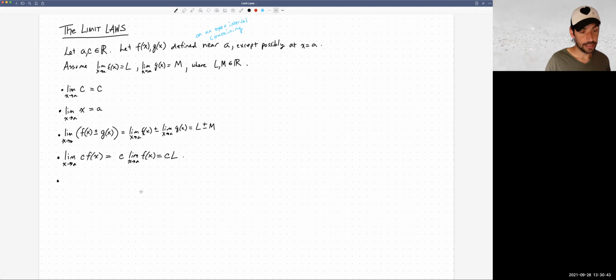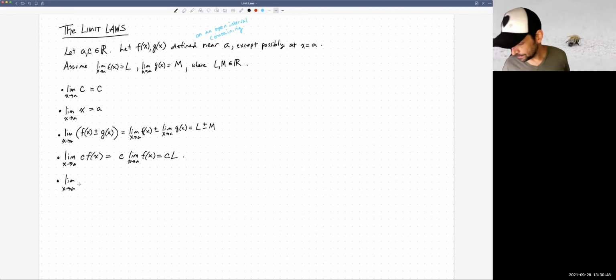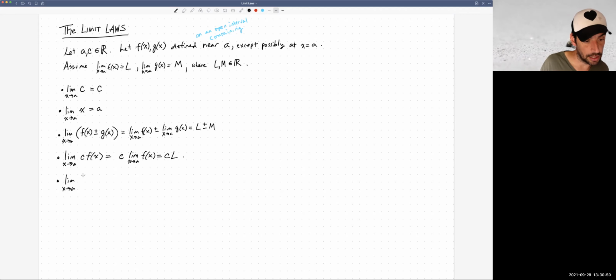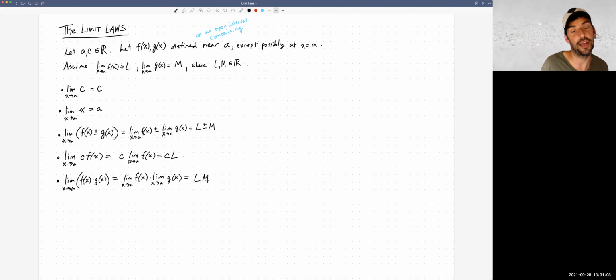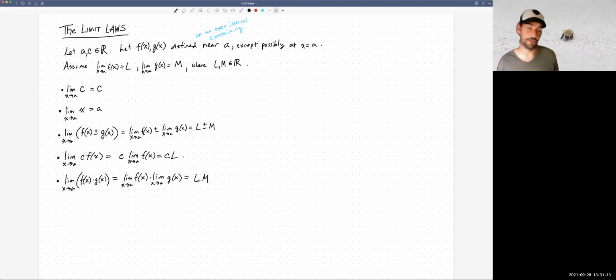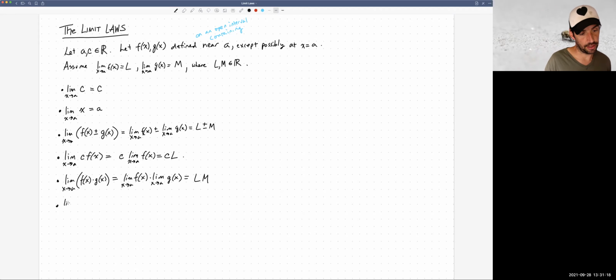What's next? We've got the product rule. So the limit of f of x times g of x, similar to the sum rule, we can take the limit as x goes to a of f of x, multiply it by the limit as x goes to a of g of x, or L times m. All right, so if f is getting close to L, g is getting close to m, when we're multiplying those two things together, they're getting closer and closer to the product of L times m.